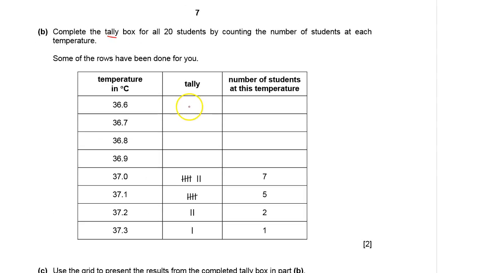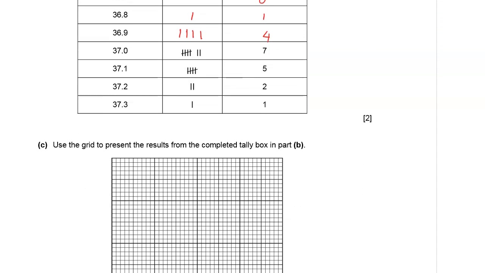The number of students is 0. At 36.7 we also have 0. At 36.8 we have 1 student. And at 36.9 we found 4: 1, 2, 3, 4. So we have filled that tally table. Let's go to part C.